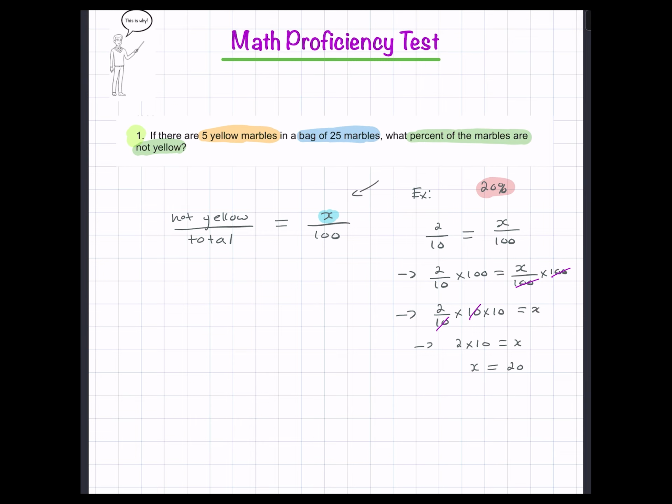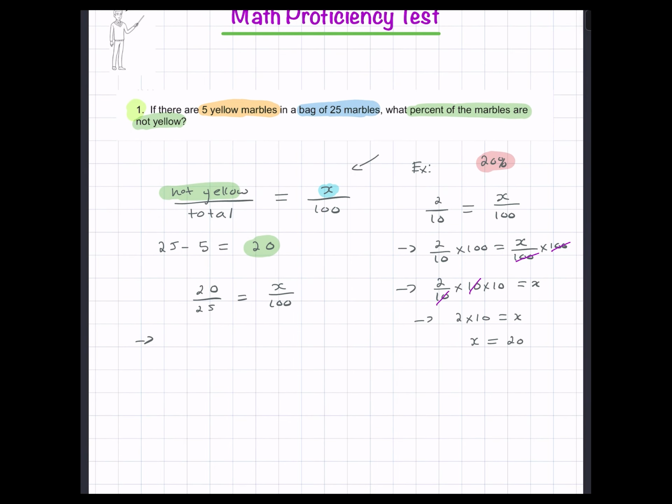So what we're doing here is only a little bit more complicated. How many not yellow marbles are there? There are 25 in total, and 5 are yellow, so I'm going to have 20 not yellow marbles. So I write 20 over the total number of marbles, 25, and I set this equal to x over 100. And then, again, I can multiply through by 100.